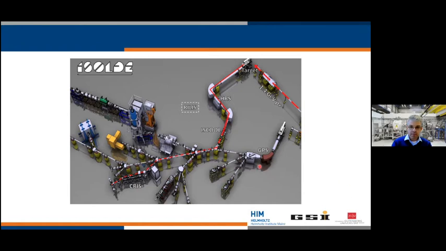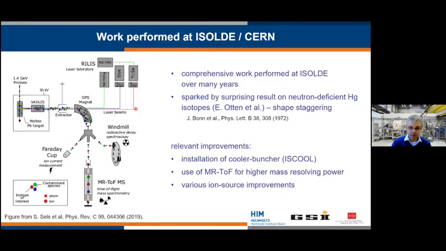So at ISOLDE, for example, you have added a lot of versatile equipment. As I have said before, there has been quite comprehensive work performed over many years. One of the first results that maybe sparked everything a little bit was obtained in 1972 on mercury. I will show you this result in a moment, but I wanted to briefly mention a few relevant improvements on the detection and preparation side.